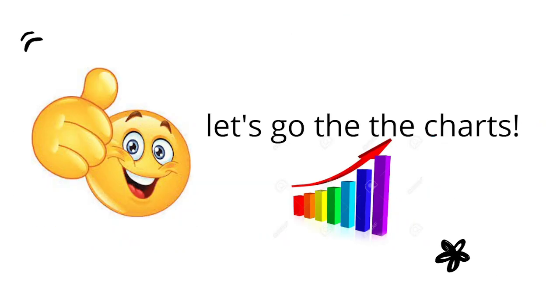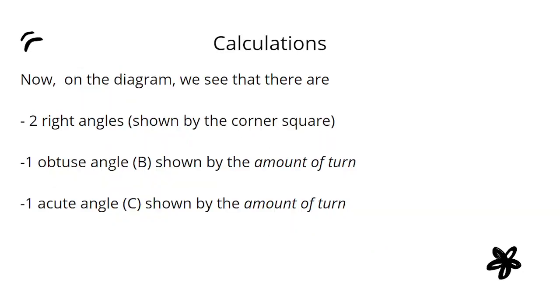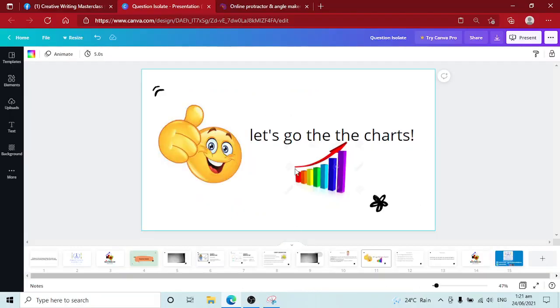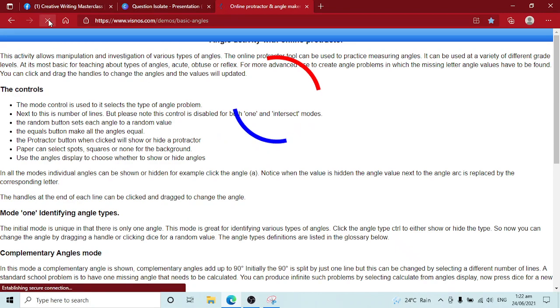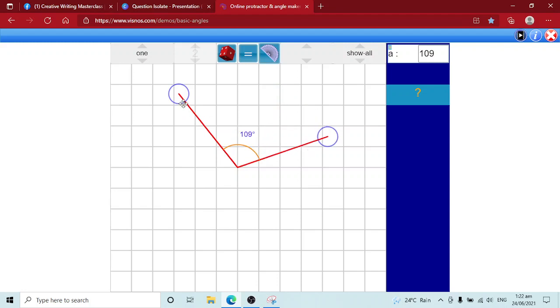Now, my favorite part, let's go to the charts. Okay, so let me shift screen a little bit here. Wonderful. So I'm going to do a little bit of illustration here using this website. It's kind of sticking on me right now. Okay, let me do a refresher for the website. Great, it's working now.